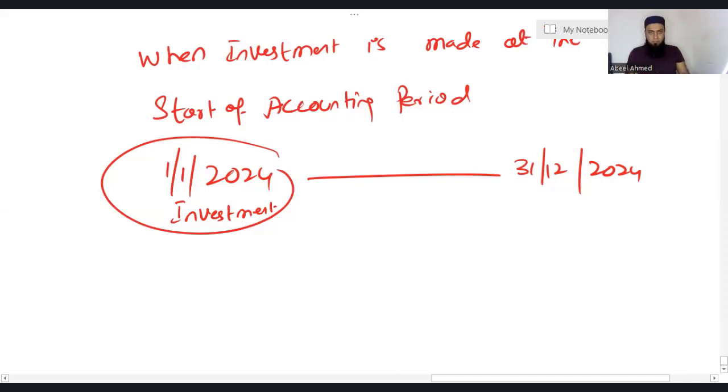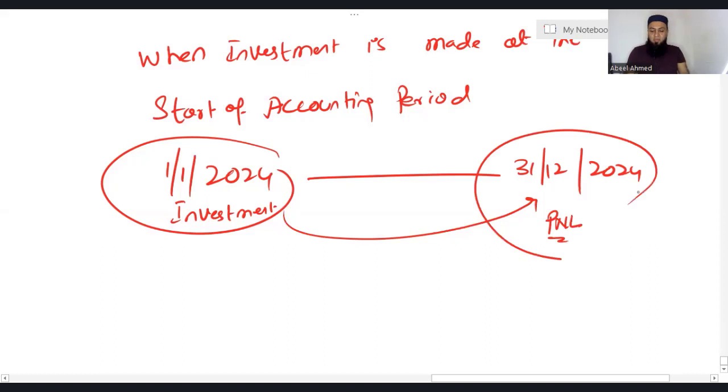But the problem is, on the very first day of the accounting period, the income statement is not prepared. Actually, the income statement will be prepared exactly after 12 months. So logically, from the date of investment till the preparation of income statement, you have to wait for 12 months in order to claim the tax depreciation or the capital allowance. The P&L of December 2024, income statement, profit and loss will be prepared on this date. So from the point of investment till the P&L, you have to wait for 12 months, or you can say 1 year.